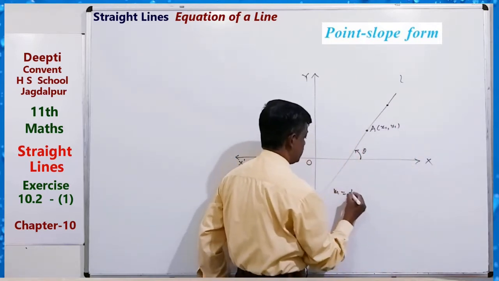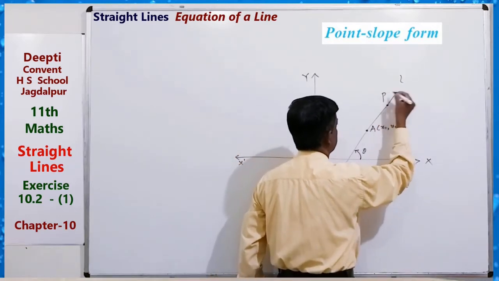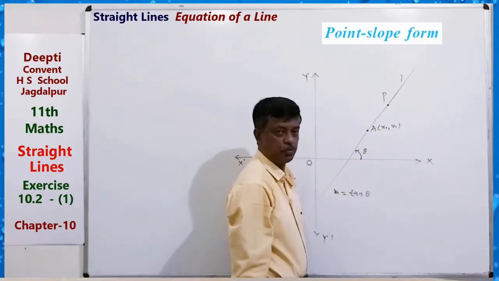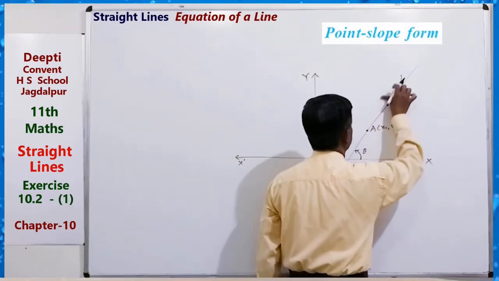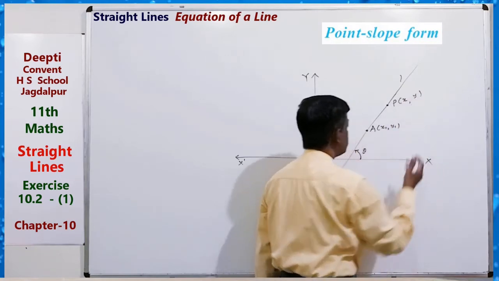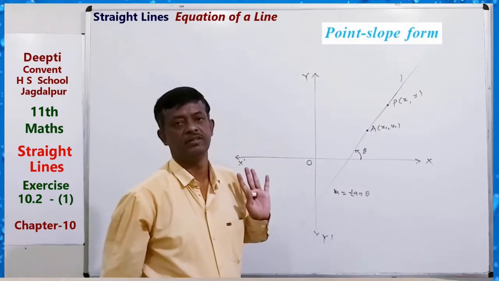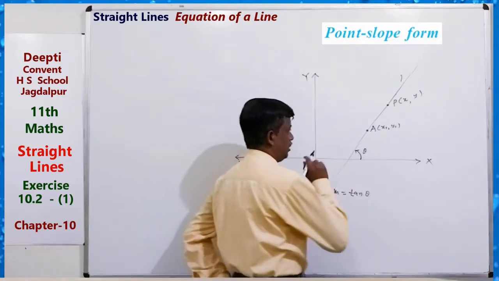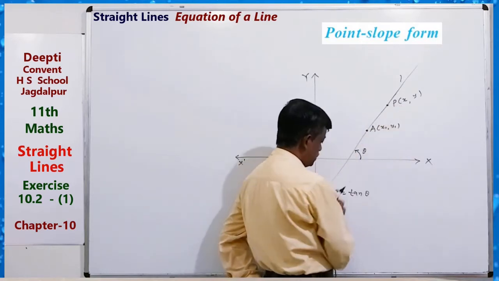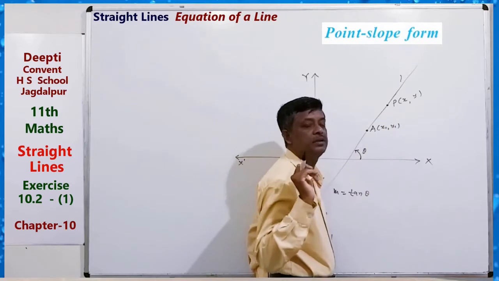The slope is tan of theta, and we take an arbitrary point P on the line, with coordinates x, y. Arbitrary point means the point may be anywhere on the line. So now, slope means tan theta equals perpendicular by base.